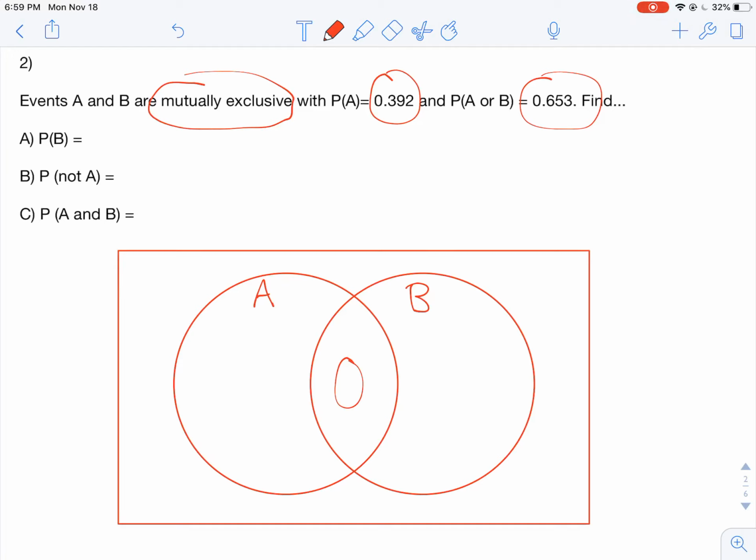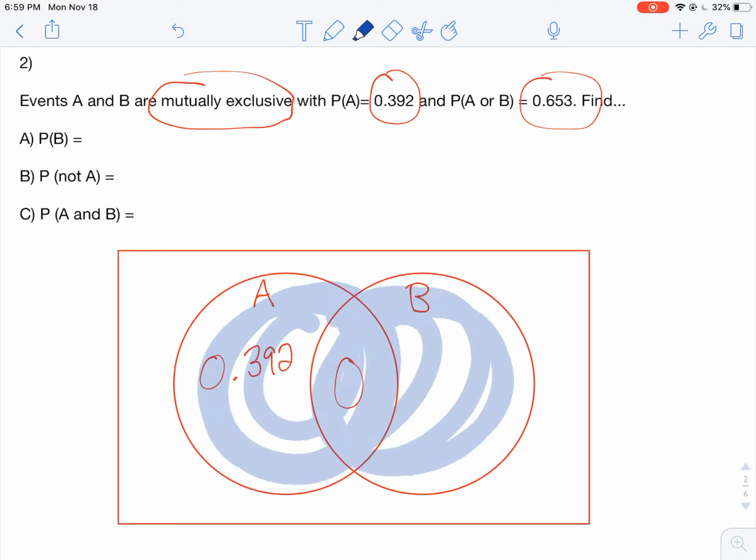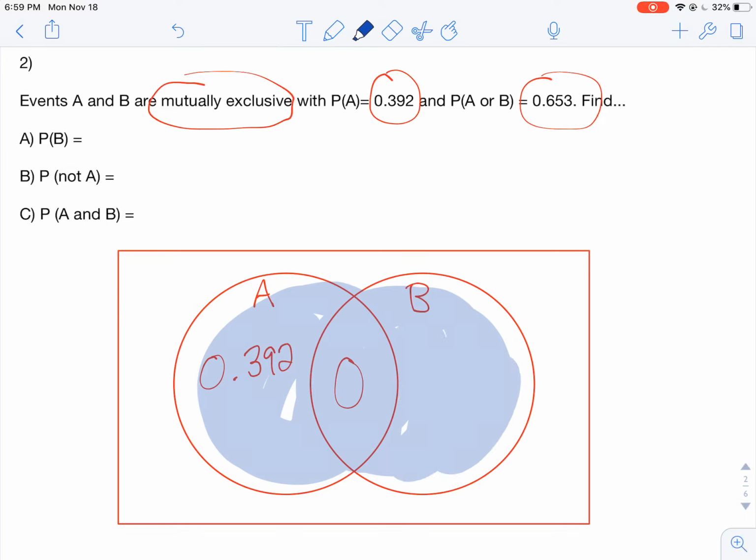All right, they're telling me the probability of A is 0.392. Now, typically I'd subtract the overlap, but there is no overlap here, so that makes it nice and easy. Now, it's telling me the probability of A or B. That's going to tell me everything in these two circles here is going to add up to that value. So, luckily, I only have really one value to worry about because 0 is one of them.